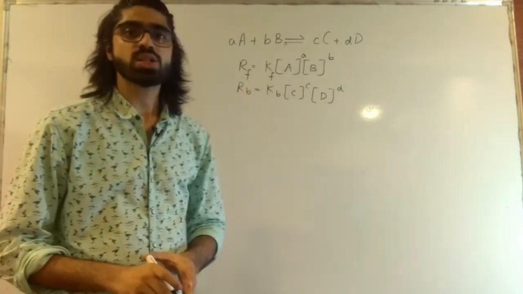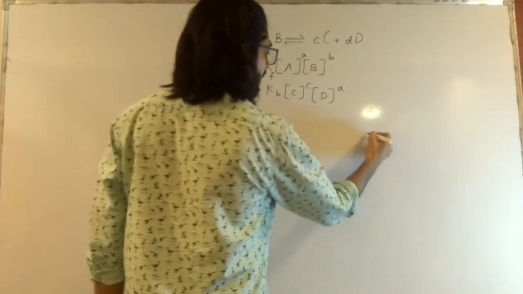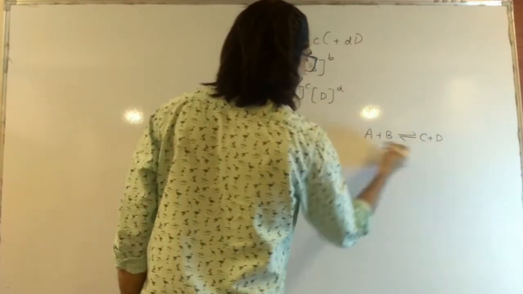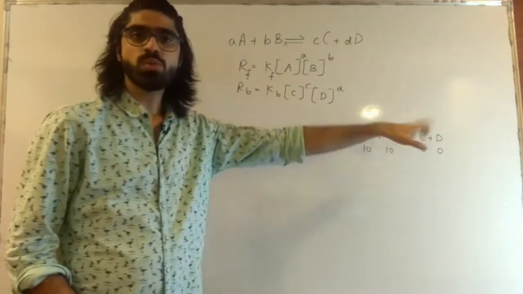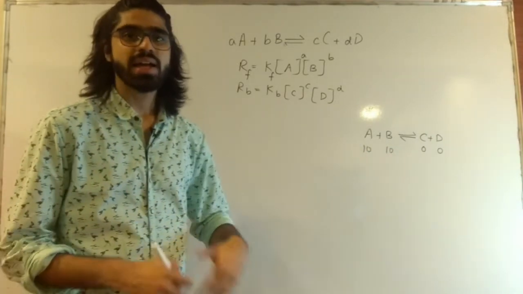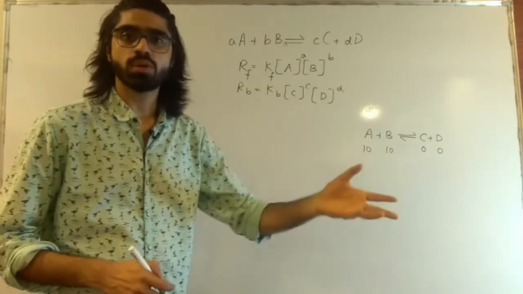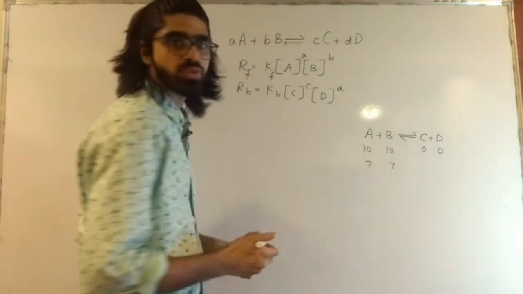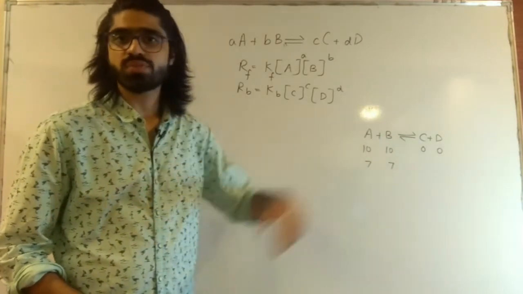Now in a reversible reaction, what will happen? Say for example, I am just simplifying the equation and writing it as A plus B giving C plus D. Initially I have taken 10 moles of A and 10 moles of B, and there were no moles of C and D in the vessel. Now A and B will start reacting, and as they start reacting, C and D will get formed. Let's say at some point of time, or after a very long time, I see that in the vessel I have 7 moles of A left and 7 moles of B left. So we can conclude that 3 moles of A and B have reacted to give us 3 moles of C and D.